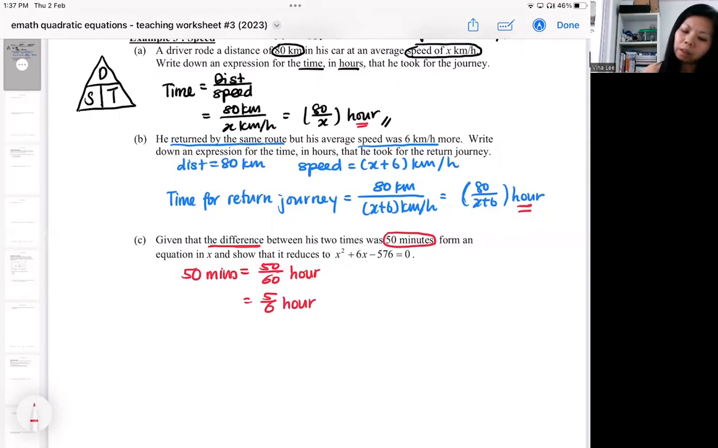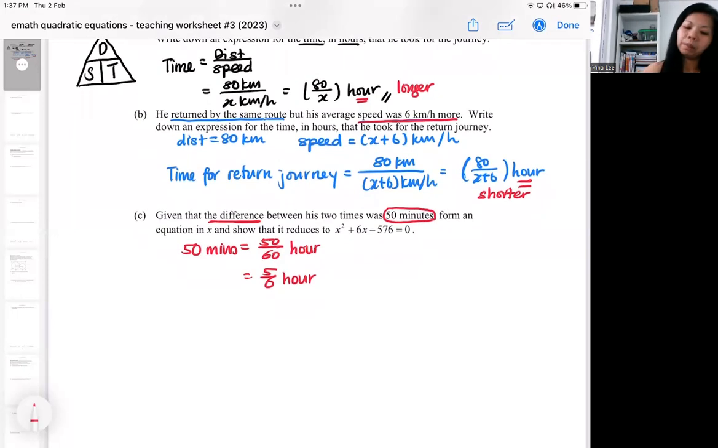So you got to figure out which one is the longer timing and which one is the shorter timing. So if you observe carefully, when he's returning, his speed is faster. If his speed is faster, this will be the shorter time. This will be the longer time. So in the return journey, the speed was faster. So if you have a higher speed, you will take a shorter time. So this is the shorter hour, and the first hour is the longer hour. So it's a bit like big minus small. So if you would like to form the equation, you do big minus small. Big minus small is 5 over 6.